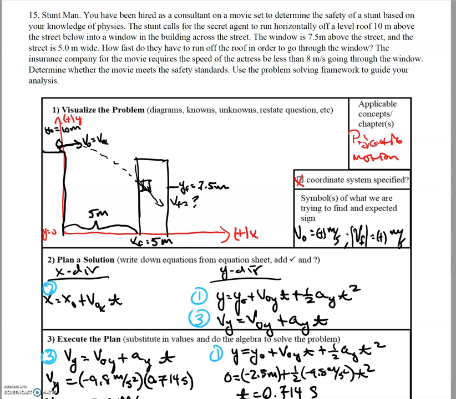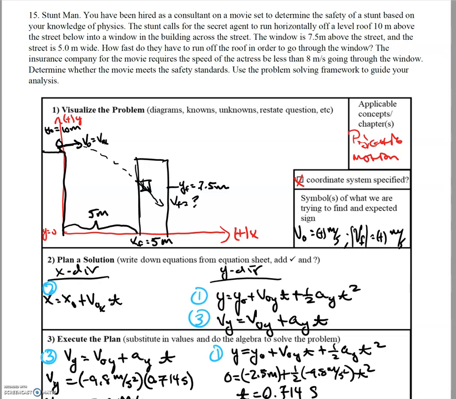So this is a typical problem that you could be asked. It's a projectile motion problem. The projectile in this case is the actress running off the roof. And what you are asked to find is how fast do they have to run off to get to that point? And then the other is, what is the final velocity going through the window?